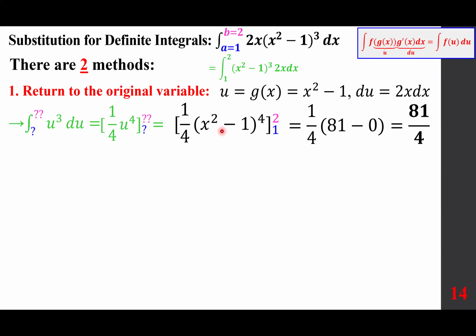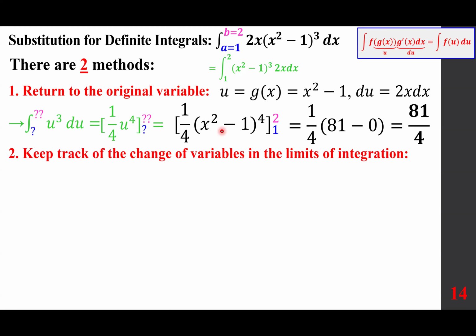And I'm done. However, we can keep track of the change of variable in the limits of integration. When a is 1, you get 1 minus 1 is 0. So when a is 1, u, or g of x, becomes g of a, x squared minus 1. If I plug in 1, I get 0. So the lower limit is 0 here. And put that upper limit back into this. If I put 2 here, 2 squared, 4 minus 1 is 3.